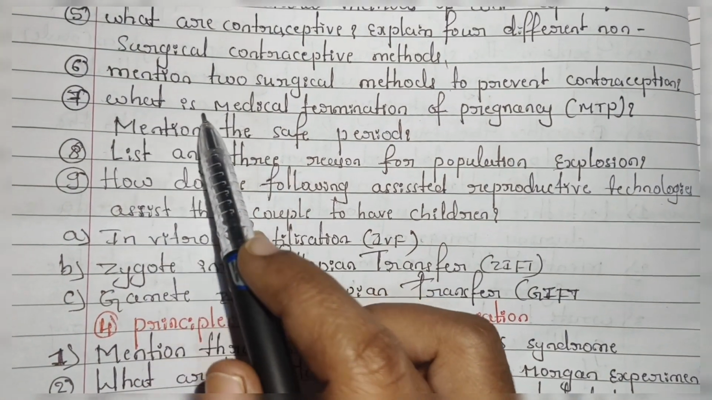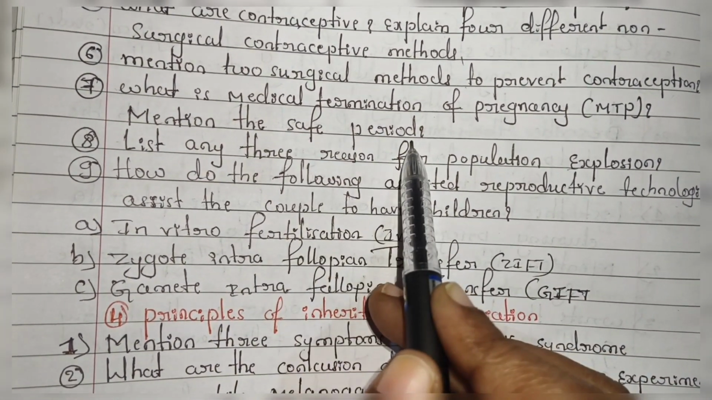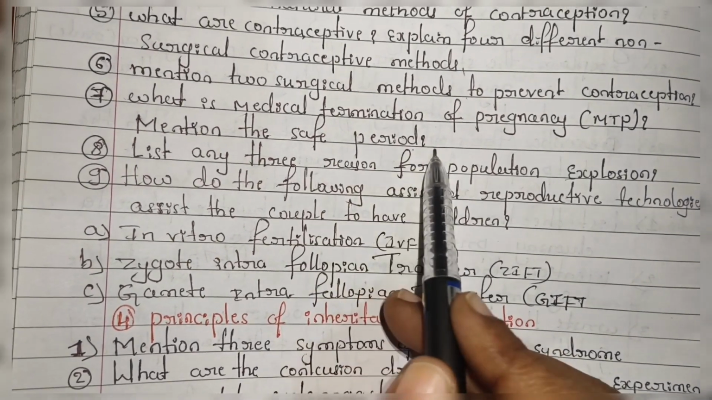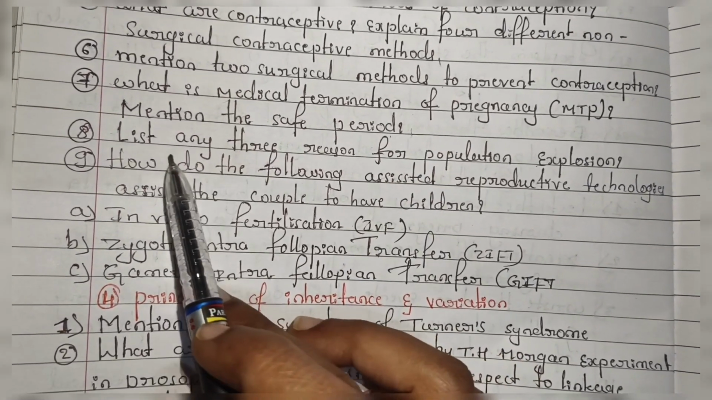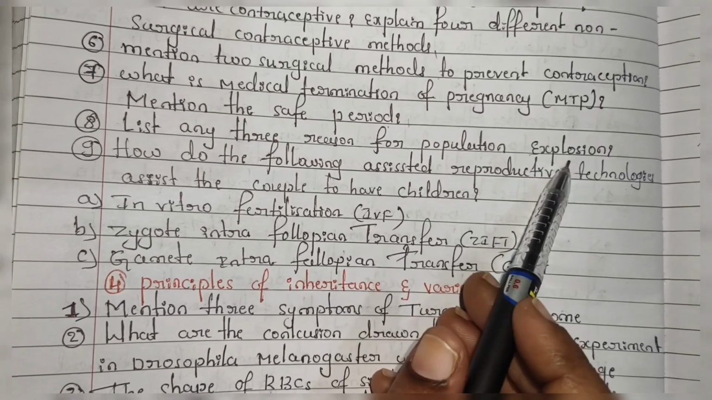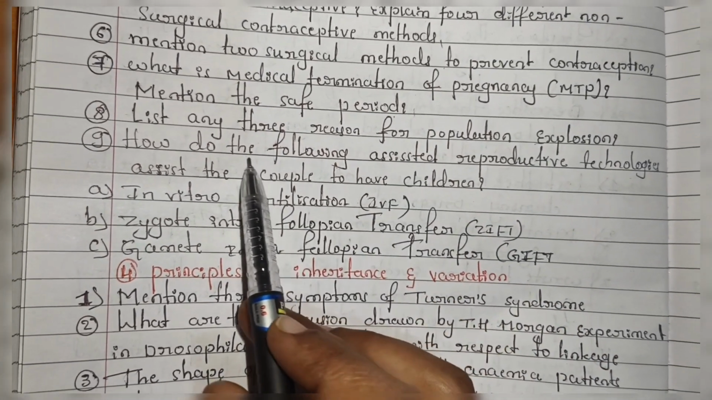Next question, seventh one, what is medical termination of pregnancy, mention the safe period. You have to write MTP and the safe period, you have to mention. Eighth one is list any 3 reasons for the population explosion, so that is also given in NCERT, you have to write.